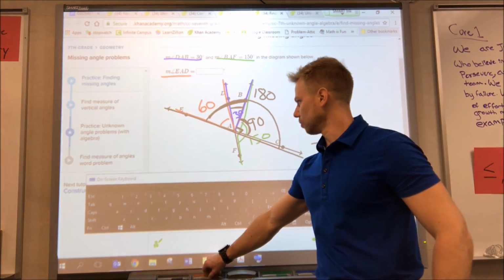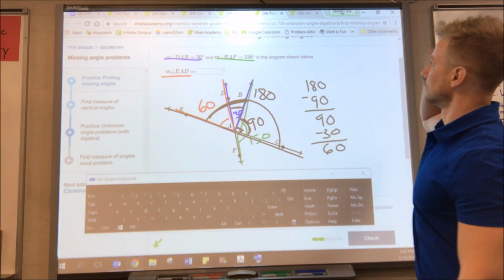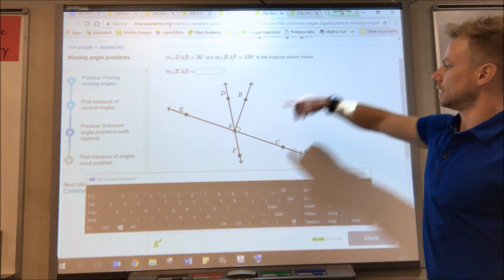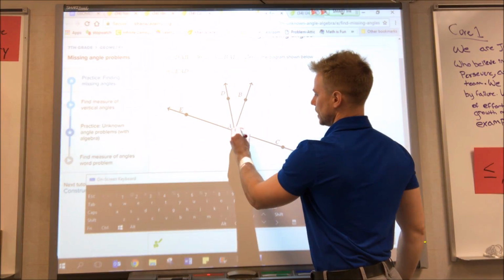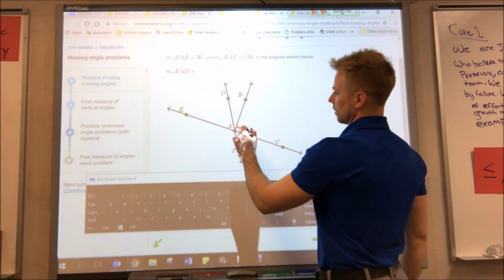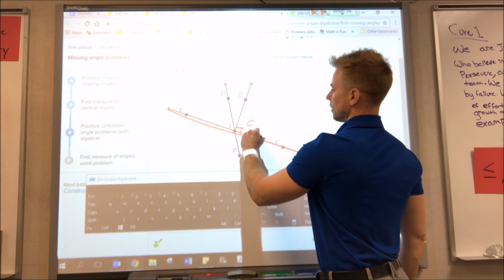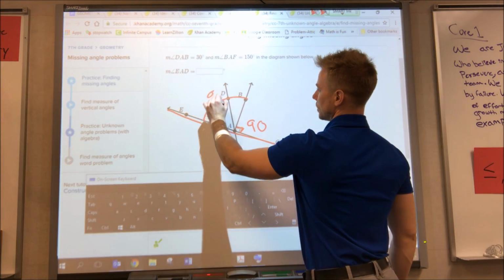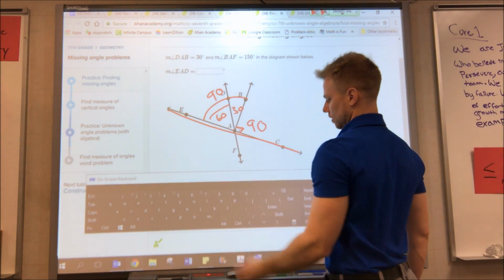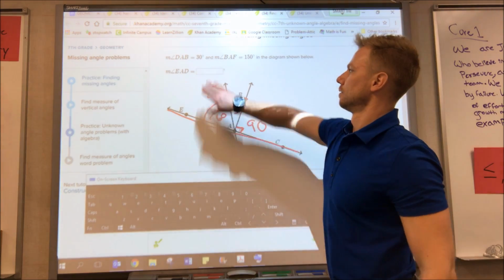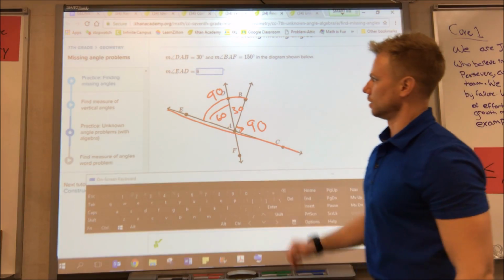So they actually gave us a little bit more information than we needed. We didn't even really need that 150, which was right here, because we see this is 90. Then we automatically know, since this is a straight line, that this also is 90. Well, if that much is 30, that leaves just 60 for that part. Sometimes they can be a little tricky.